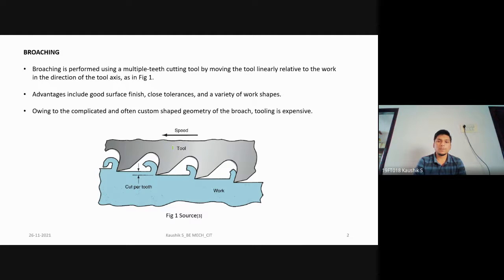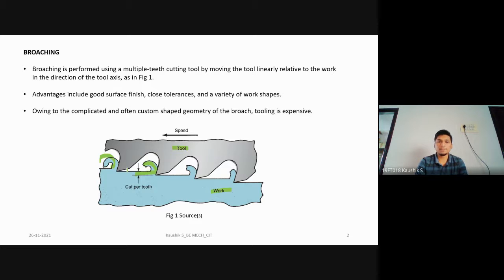Here, the tool is colored in gray and the workpiece is colored in blue. This tool has a number of teeth on it. Each tooth removes a particular depth of material from the surface of the workpiece. This thickness of the cut is the cut per tooth, and it varies according to the type of tooth we are considering, because the broach tool has three different sets of cutting teeth, and the depth per cut differs accordingly.